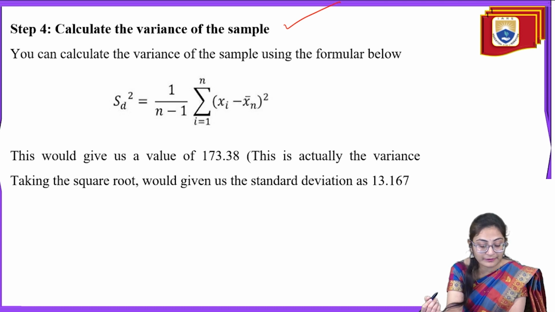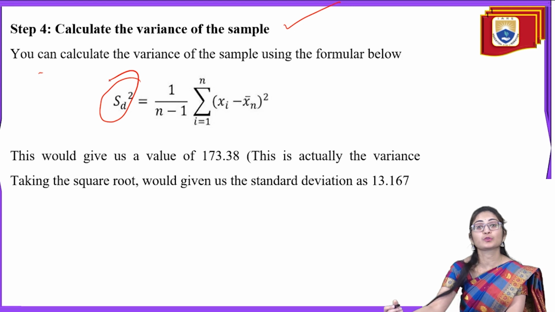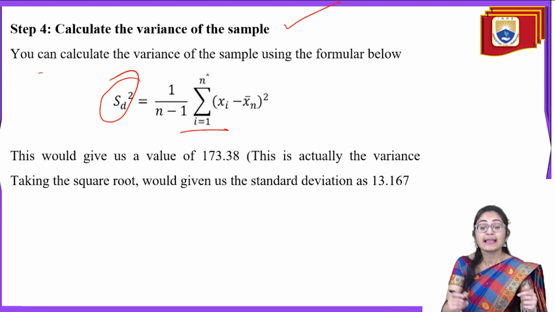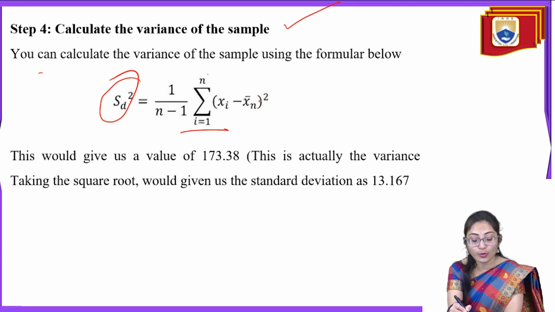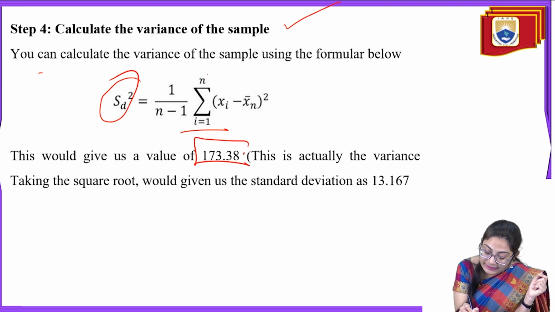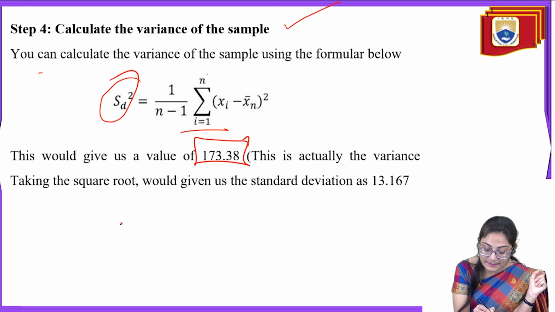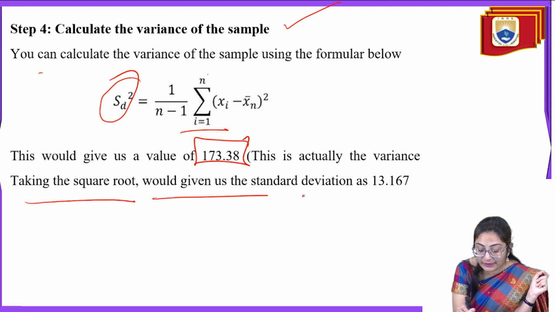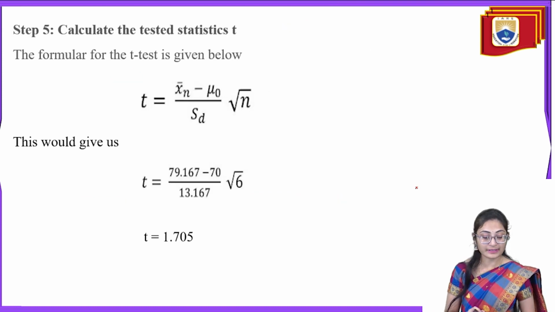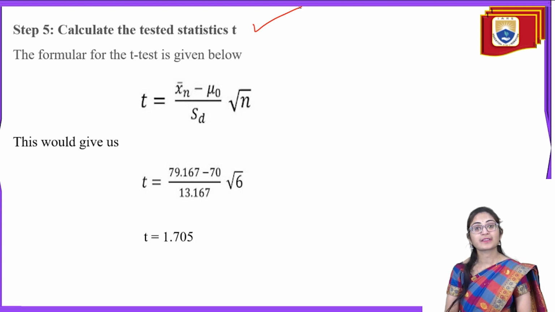So step 4 is to calculate the variance of the sample. Here SD square is equal to 1 by n minus 1, summation of i is equal to 1 to n, of xi minus xn bar whole square. Now this gives us the value of 173.38, and this is actually the variance. Taking the square root gives the standard deviation as 13.167.